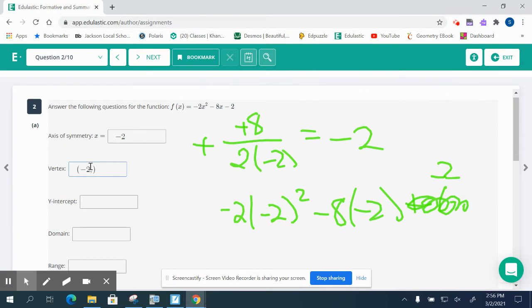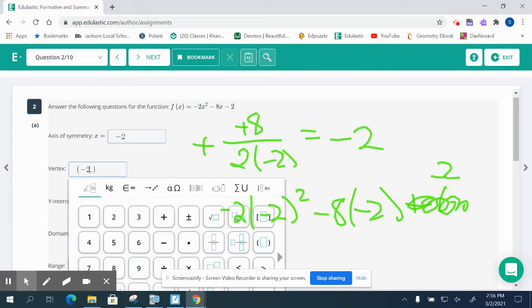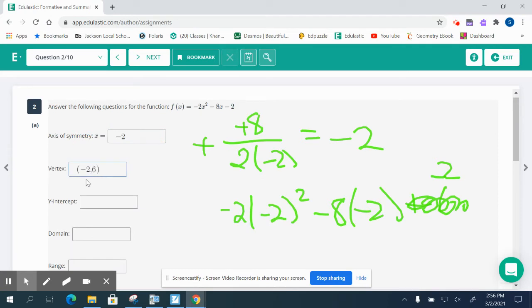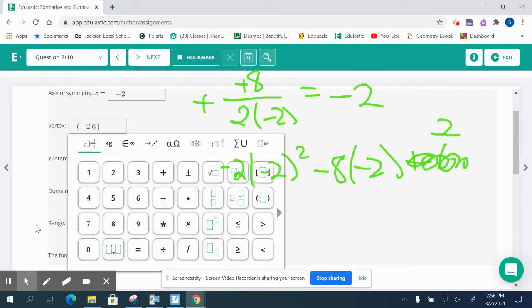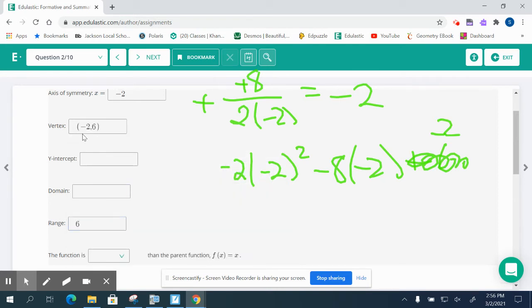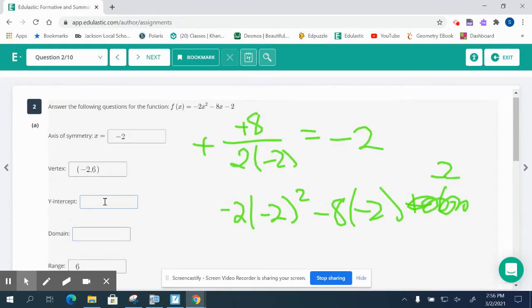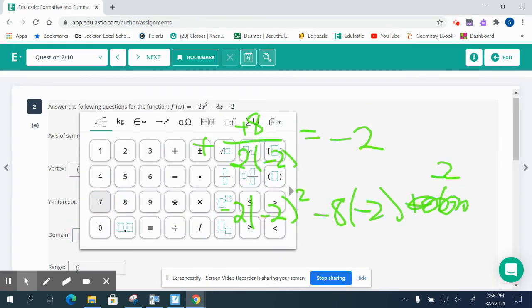So that means 6 is the y-coordinate of the vertex, which also means that that 6 is going to be used in the range. So I'm also going to just put 6 right here down for the range, so I don't forget that that's the number that we want to use. The y-intercept is going to be 0, comma, whatever the c is, negative 2.